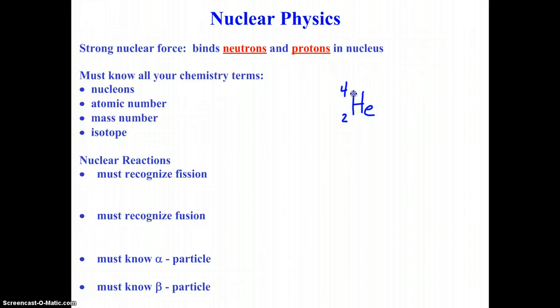Atomic number is simply the number of protons in the nucleus. That's the bottom number in the atomic symbol over here. And that atomic number in this case is 2, and what that tells us is that helium has 2 protons. Okay. The mass number, which we just discussed, is the top number, and that top number for the helium nucleus is 4. Okay. So again, the mass number tells us the number of protons and neutrons in the nucleus.